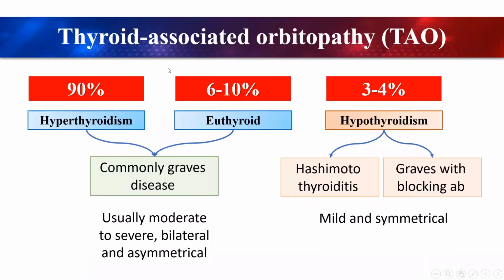As I mentioned previously, about 90% of cases of thyroid-associated orbitopathy present with hyperthyroidism, and about 6 to 10% in euthyroidism, or 5%. This is commonly Graves disease, usually moderate to severe, and usually bilateral and mildly asymmetrical. But the 5% presenting with hypothyroidism, which is Hashimoto's thyroiditis, or Graves with a blocking antibody, in this situation usually Graves orbitopathy is mild and symmetrical.